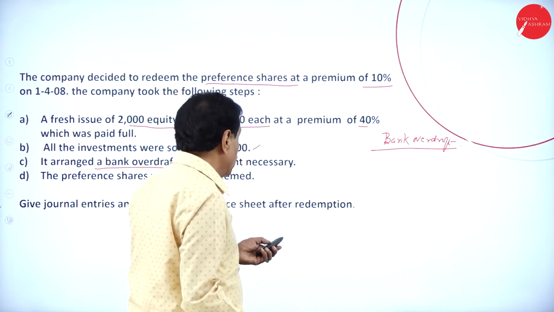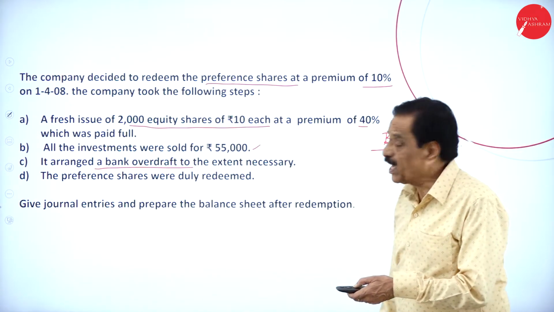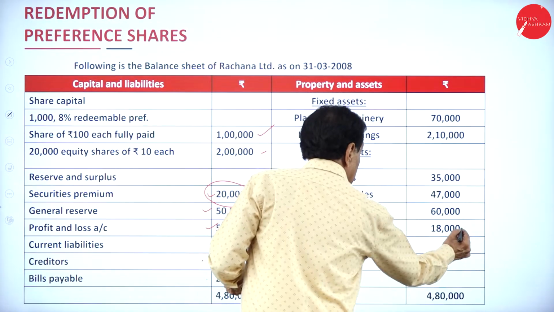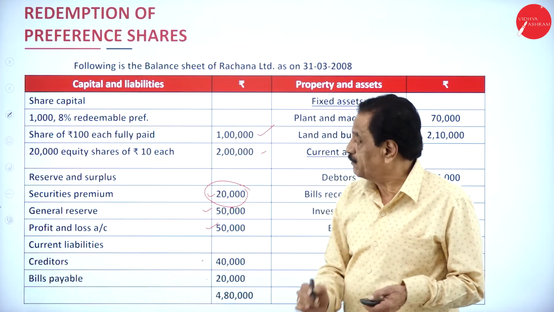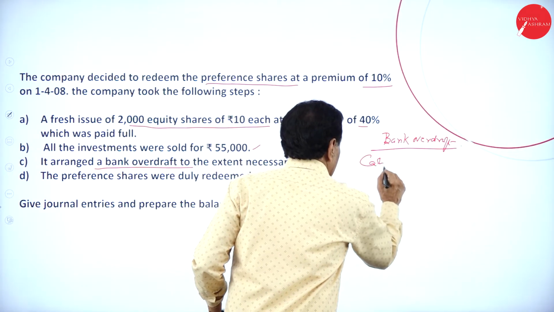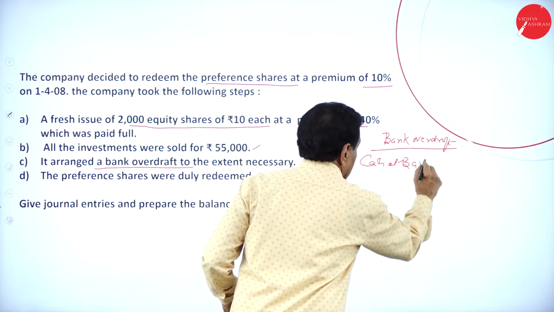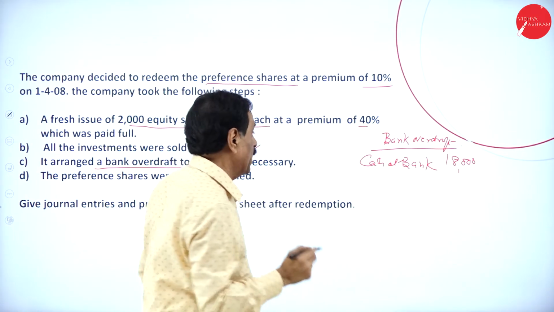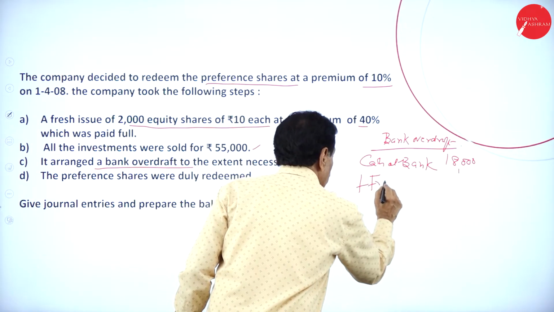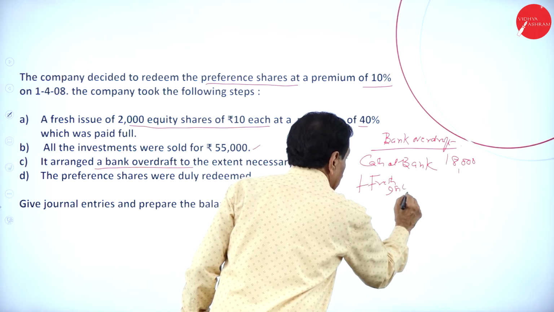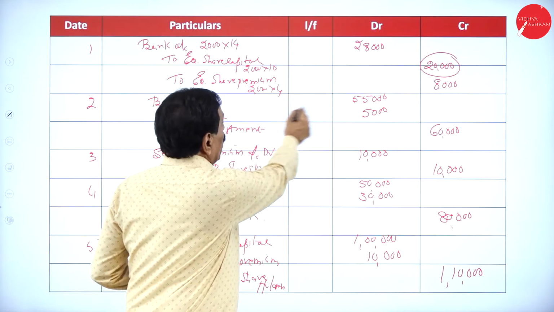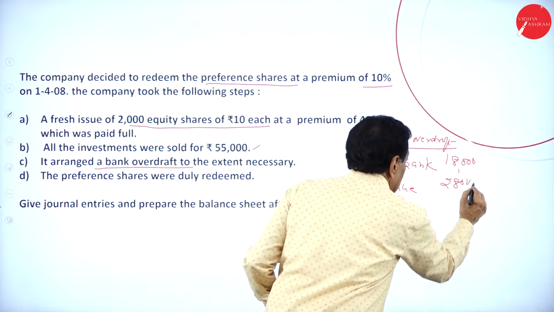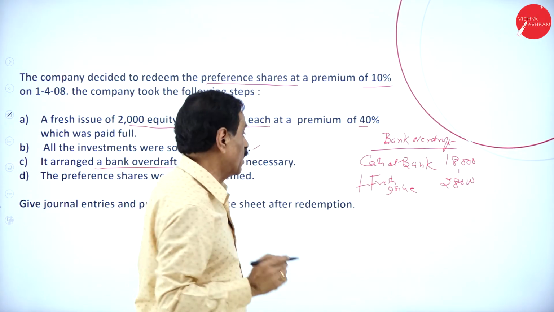Actually, how much is available? You are going to calculate the bank overdraft now. If you see the balance sheet, what's your cash at bank? 18,000 is already available in the cash at bank. Plus fresh issue: by issuing the share, how much money did you get? 28,000.